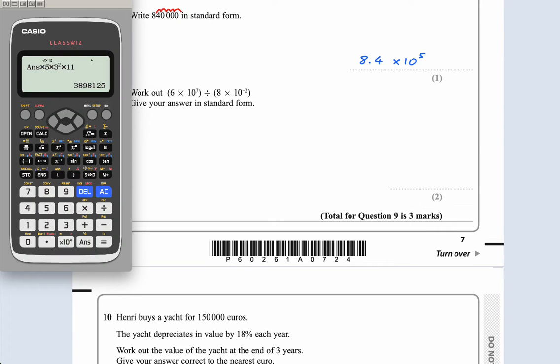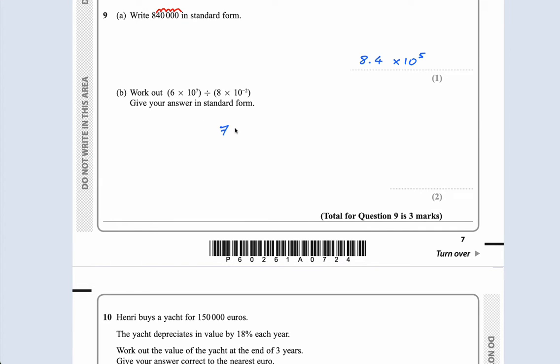Next question, this one. So guys, these calculators help us a lot here. I can just do 6 times 10 to the 7, close brackets, divided by 8 times 10 to the power of -2, close bracket, and I get this 750. So 1, 2, 3, 4, 5, 6, 7. So it's 7, 5, and 7 zeros.